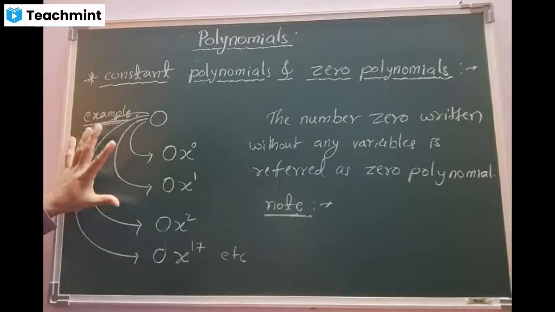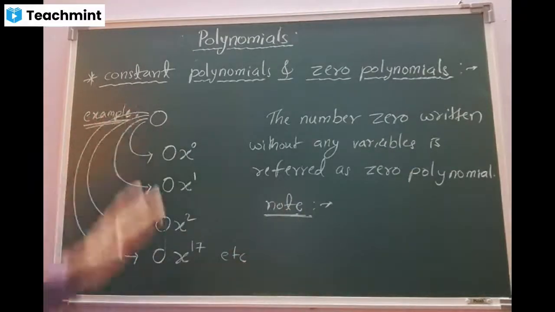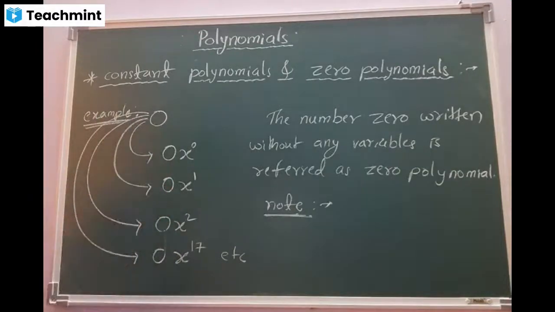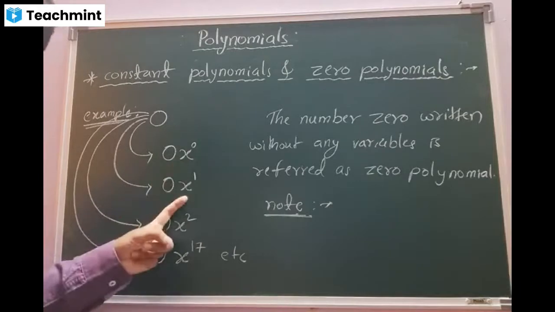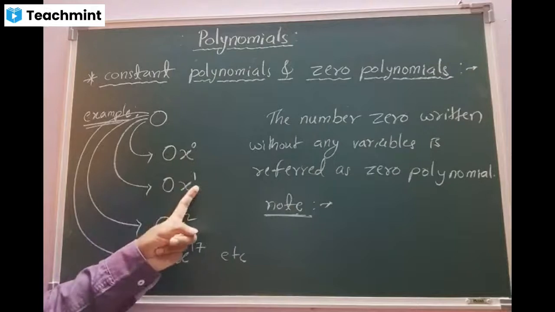Below this example, write a note. Beta, by looking at this, can you predict what is the degree of the zero polynomial, beta? What is the degree? Is it 0? Is it 1? Is it 2? Is it 17? What is the degree, beta? Highest power of the variable.